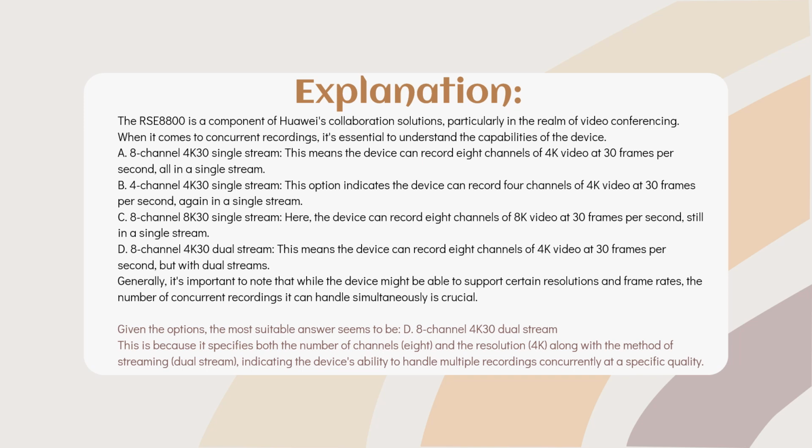Generally, it's important to note that while the device might be able to support certain resolutions and frame rates, the number of concurrent recordings it can handle simultaneously is crucial. Given the options, the most suitable answer seems to be D. 8-channel 4K30 dual stream. This is because it specifies both the number of channels, 8, and the resolution, 4K, along with the method of streaming, dual stream, indicating the device's ability to handle multiple recordings concurrently at a specific quality.